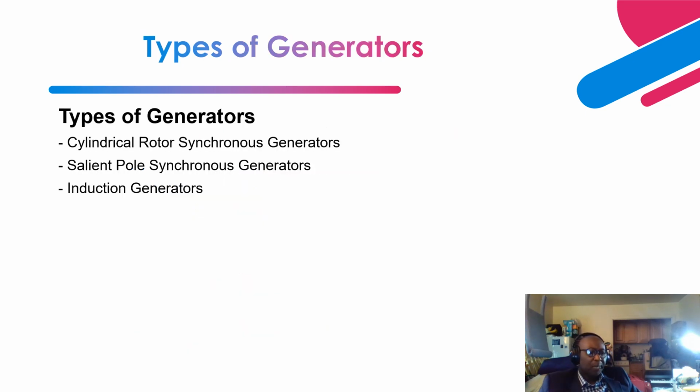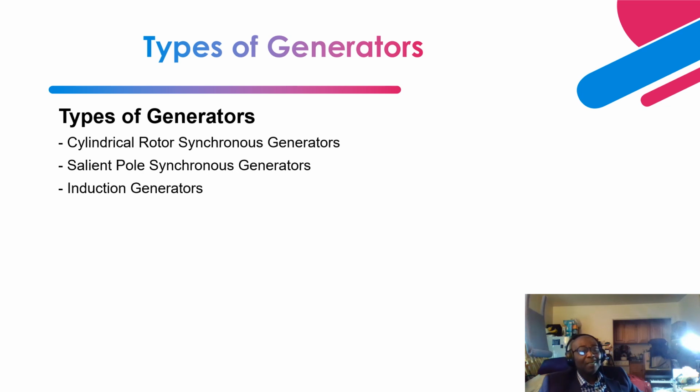Now let's talk about the types of generators that we have out there in the world. Okay, so we have cylindrical rotor synchronous generators. These generators are very fast. Let's say the most common that I've seen is 3600 RPM. They rotate at a faster rate. And we have salient pole synchronous generators, which are much slower. That is what is used in hydro power plants.